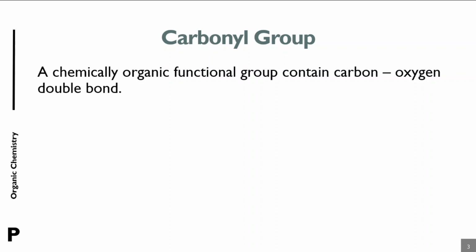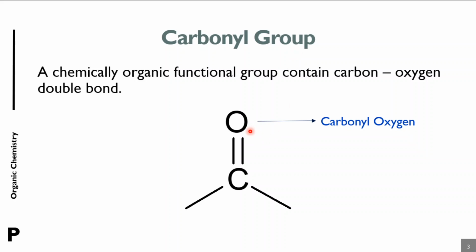Carbonyl group is a chemical organic functional group which contains a carbon-oxygen double bond. It means the carbon forms a double bond with oxygen. That functional group is called the carbonyl functional group. The oxygen atom in the carbonyl group is called the carbonyl oxygen, and the carbon atom in the carbonyl group is called the carbonyl carbon atom.